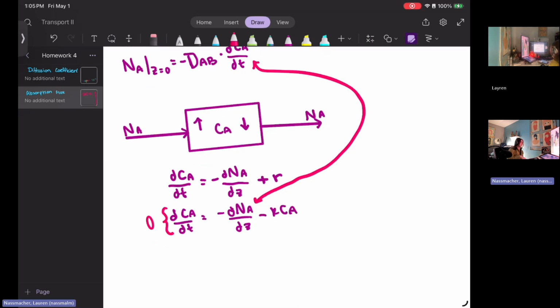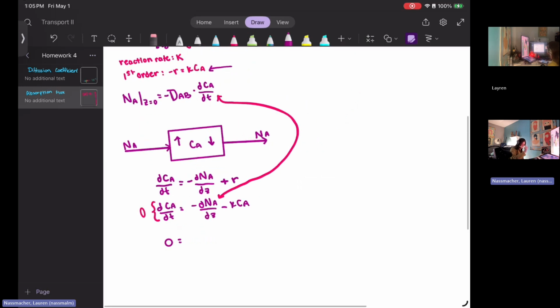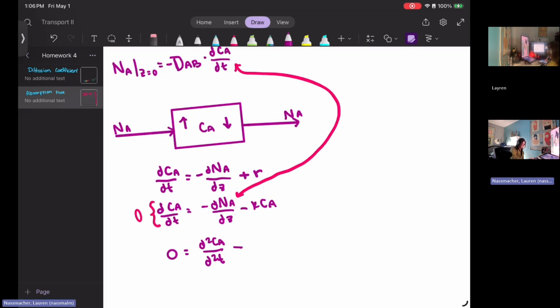And what I'm also going to do is divide everything by the diffusion coefficient, AB. So that results in the equation 0 equals the second derivative of our concentration with respect to Z, minus our reaction rate divided by our diffusion coefficient multiplied by our concentration of A. So we're looking for that concentration of A.